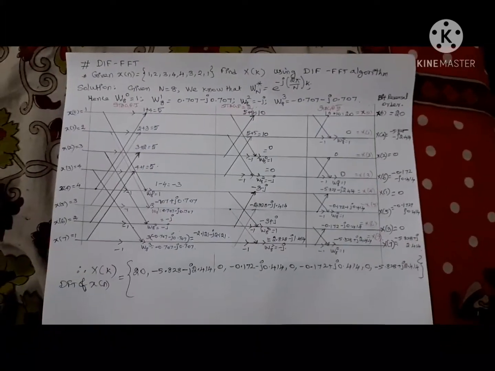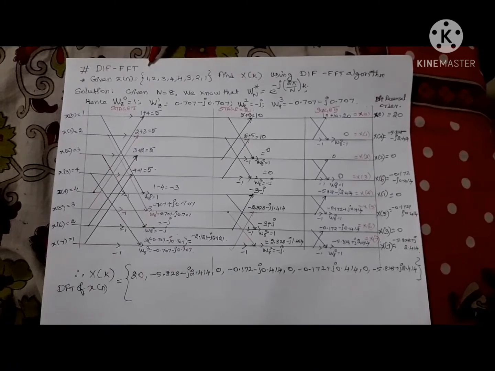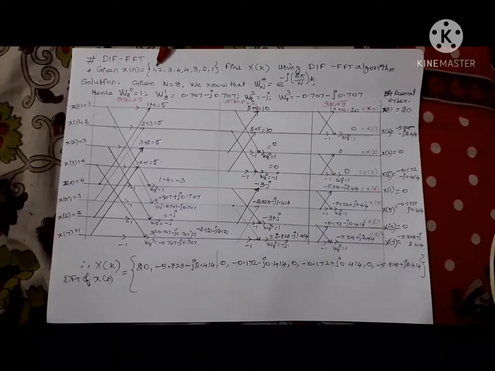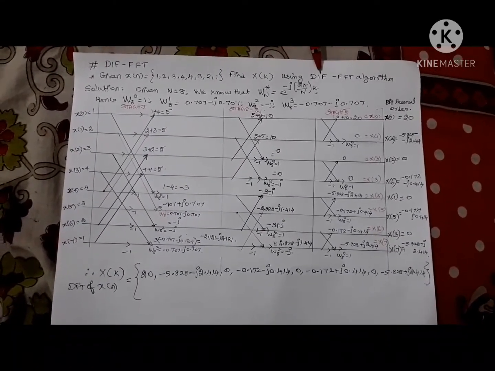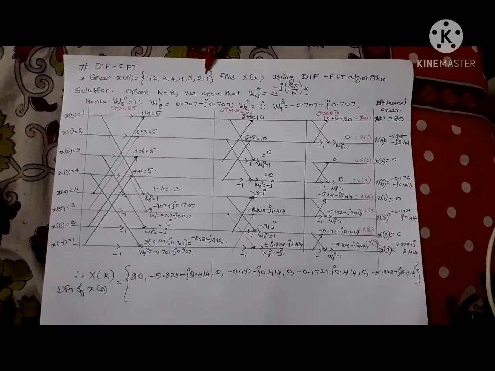Here we will see the DIF calculation in FFT, taking one example. Here I have given x of n equal to 1 2 3 4 4 3 2 1. Find x of k using the DIF FFT algorithm. This is the given problem.